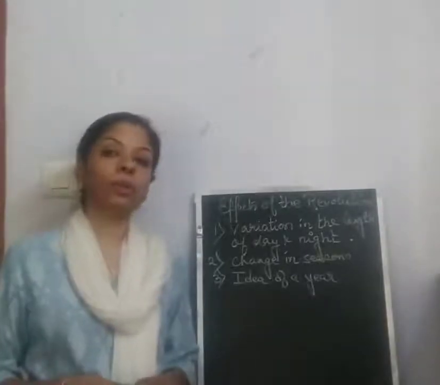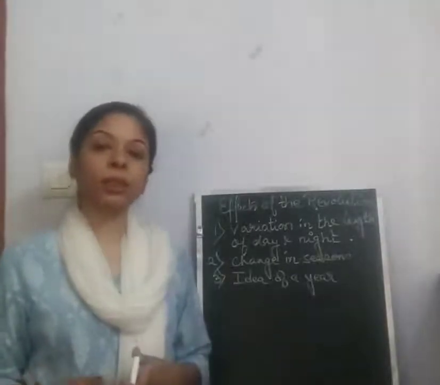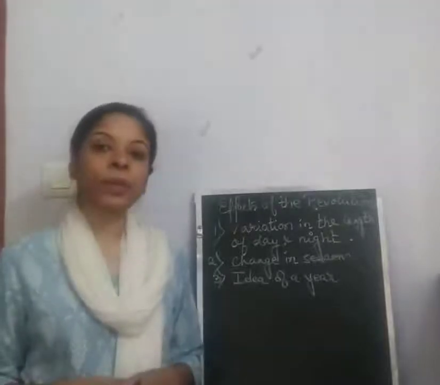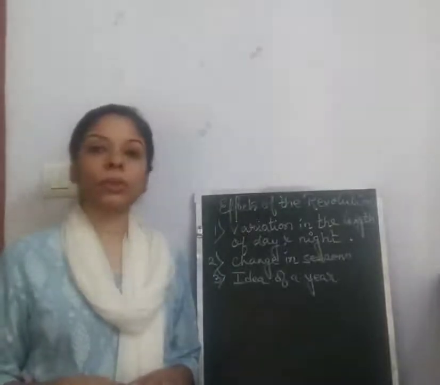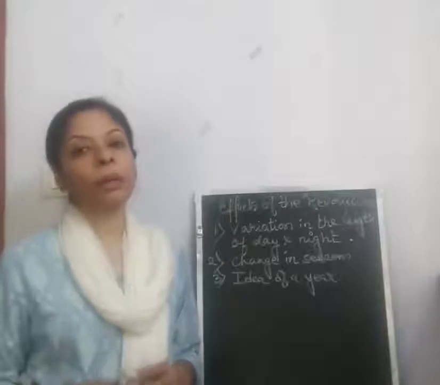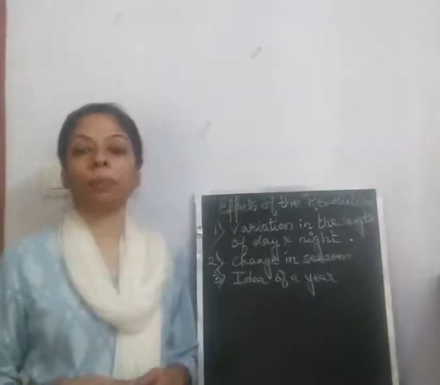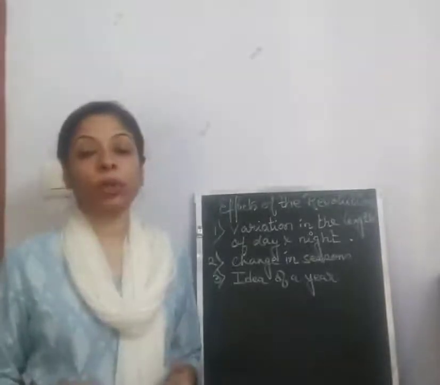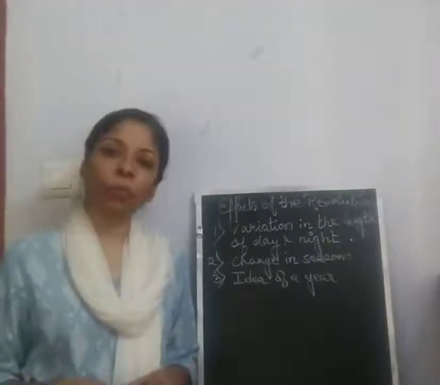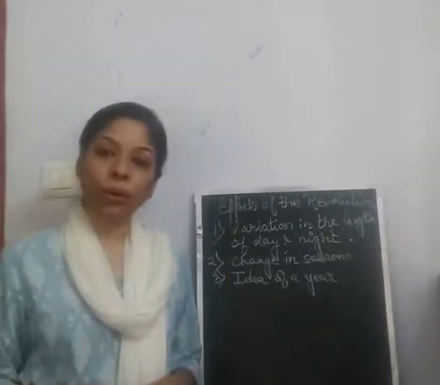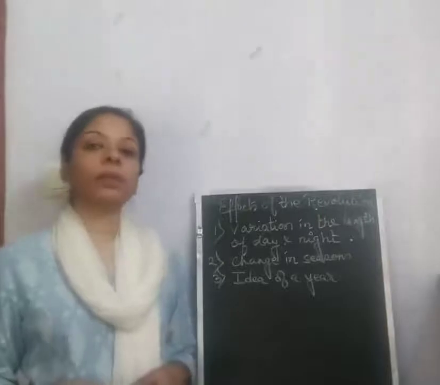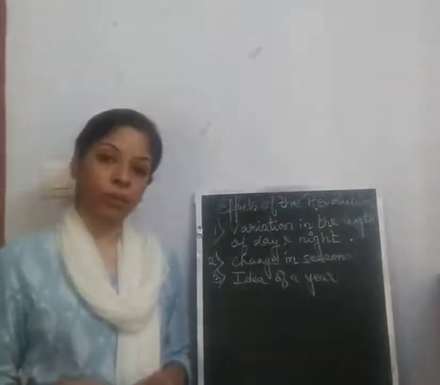We have learned about the two movements of the Earth, the rotation and the revolution, the effects of the Earth's rotation, and also about the Earth's orbit, how a leap year is calculated, or what is a leap year. We know about the axis and the orbit of the Earth. Today we will take up the effects of the Earth's revolution.